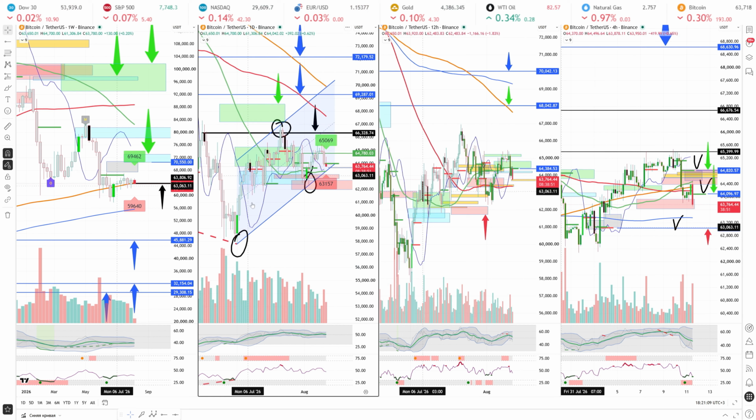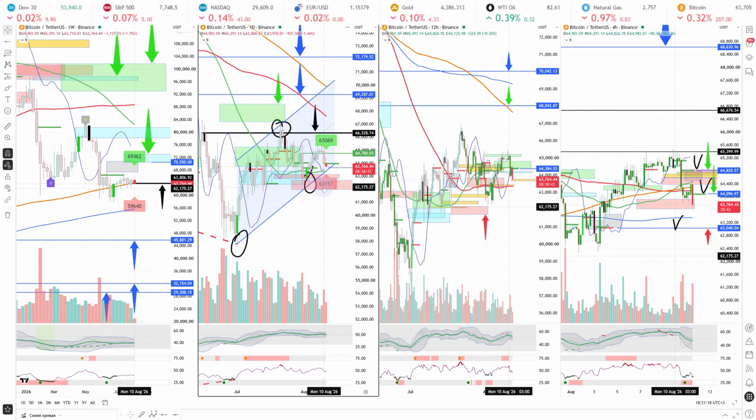At the same time, note that we have no downside targets left except for right here on the 12-hour chart. But again, that is $1,000 lower than the lower boundary of the daily range. Well, let's put it this way. It's not forbidden, but it's unlikely.